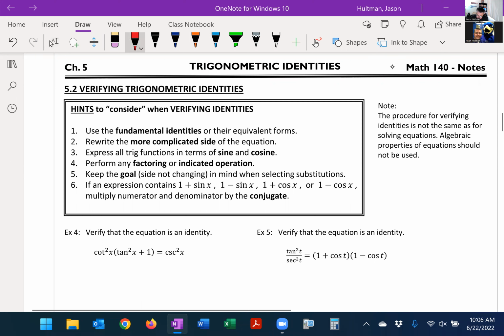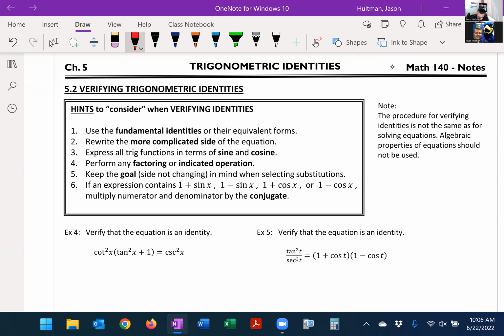Okay, verifying trigonometric identities. Hints to consider when verifying identities. Number 1, use the fundamental identities or their equivalent forms. Number 2, rewrite the more complicated side of the equation. Number 3, express all trig functions in terms of sine and cosine. That's very helpful. Number 4, perform any factoring or indicated operation. Number 5, keep the goal side in mind.